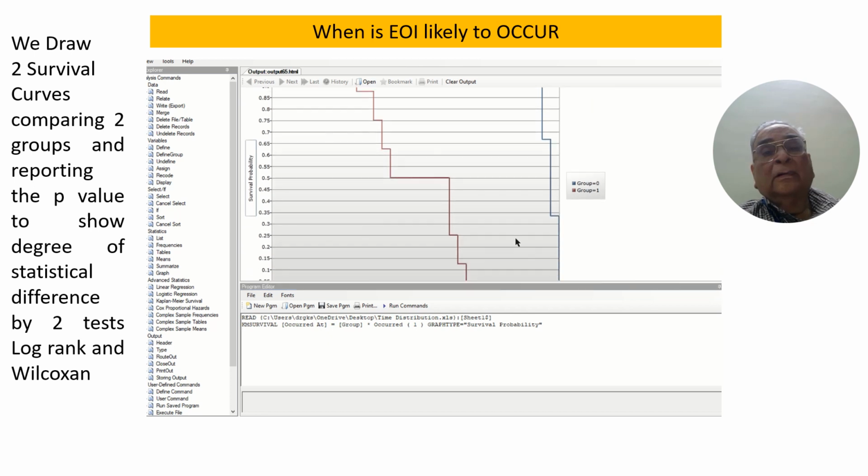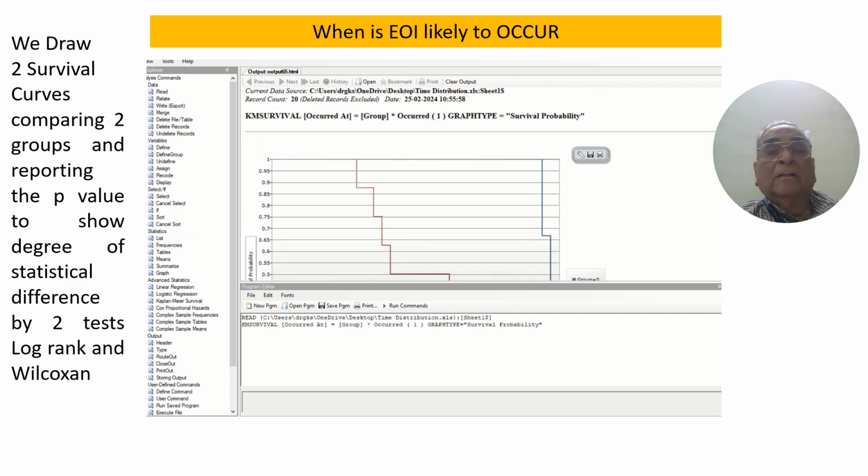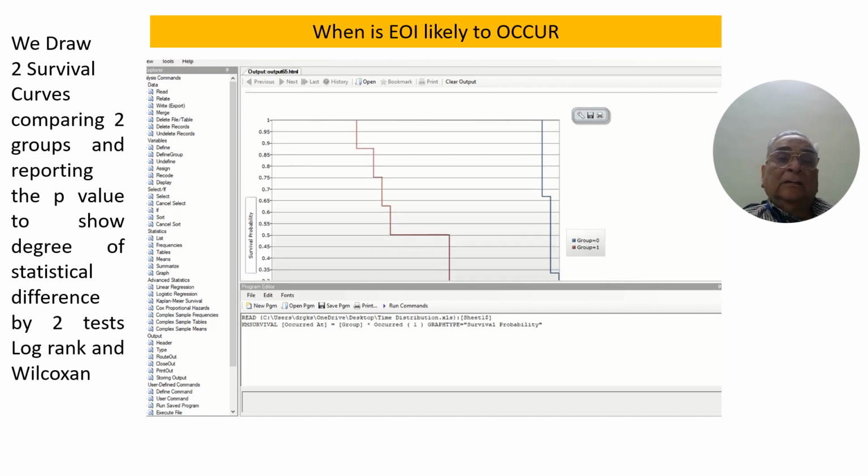It shows two curves. This is group 1 and this is group 2. And obviously you see that group 0 is surviving much more than group 2. And this is the probability chart. So at this point the survival is between 0.85 and 0.9. At this point it is 0.75 to 0.8. But this fellow is just surviving. So the difference between these two graphs shows that the blue is better.